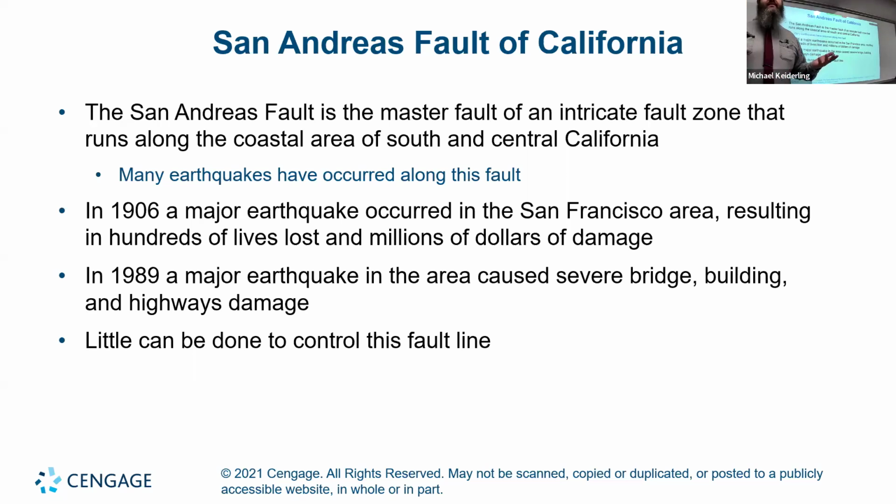In 1989, a major earthquake in the area again caused severe bridge, building and highway damage. And there's nothing we can really do to control this fault line. All you can do is design your structures so that they're able to survive earthquakes. You can't prevent earthquakes, you just need to weather them, essentially.